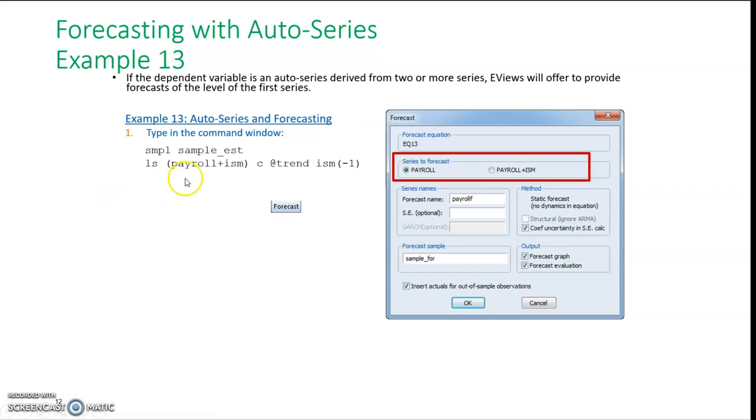And here is an example. That is the sum of payroll and ISM. I have summed up two variables, and I regress this on constant and trend and the lagged value of the ISM. And then this time I can either forecast payroll only or the sum of payroll and ISM. And this time eViews doesn't provide the method of dynamic forecasting, only the static forecast method is available. And after setting the sample, I will click OK, and then I will get the forecast.